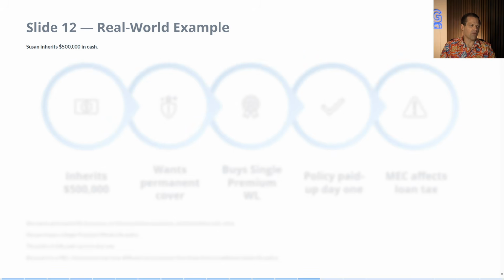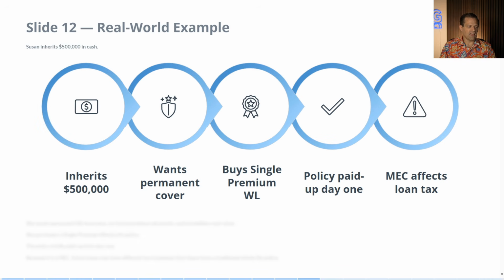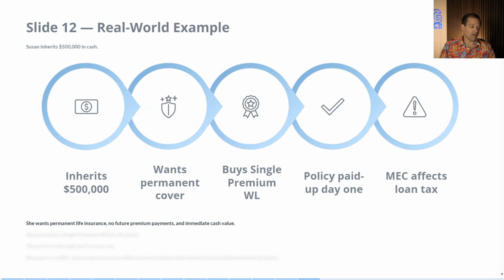So a real world example: Susan's grandmother, Mildred, leaves $500,000 in cash. She puts it in a single premium whole life plan, and her policy is paid up on day one, and the MEC affects the loan tax. So she wants permanent life insurance, no future premium payments, and immediate cash value. And then because it's a MEC, future loans may have different tax treatment than those from a traditional whole life policy.